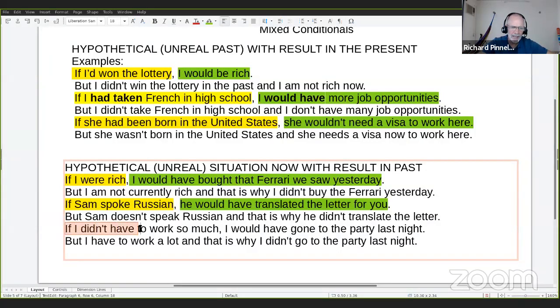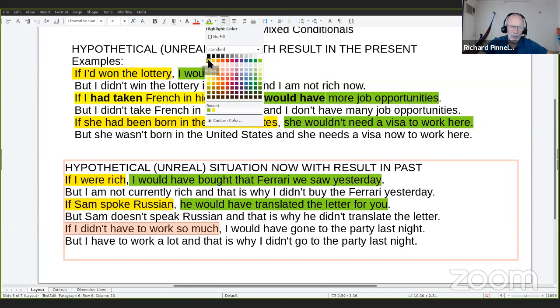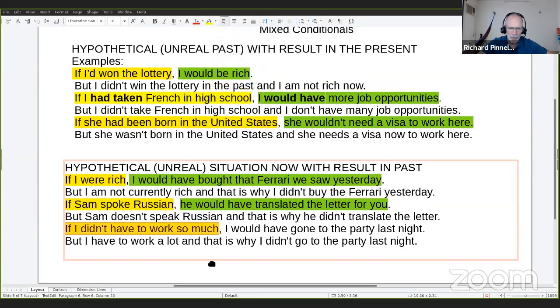Now, if I didn't have too much work, if I didn't have to work so much, unreal situation now, or hypothetical situation now, I would have gone to the party last night. Imaginary situation in the past. But I have to work a lot, and that is why I didn't go to the party last night.